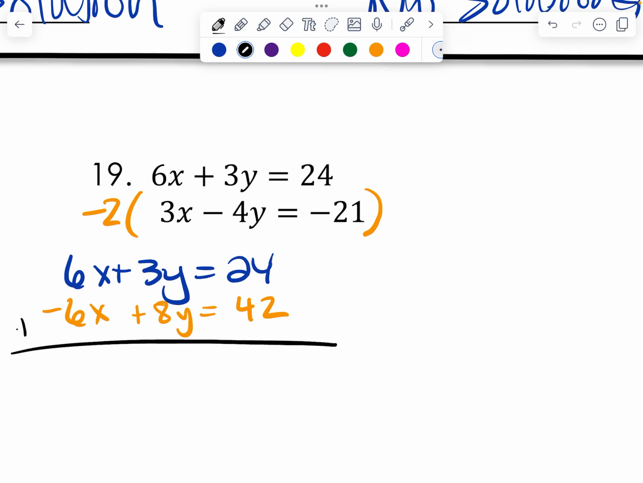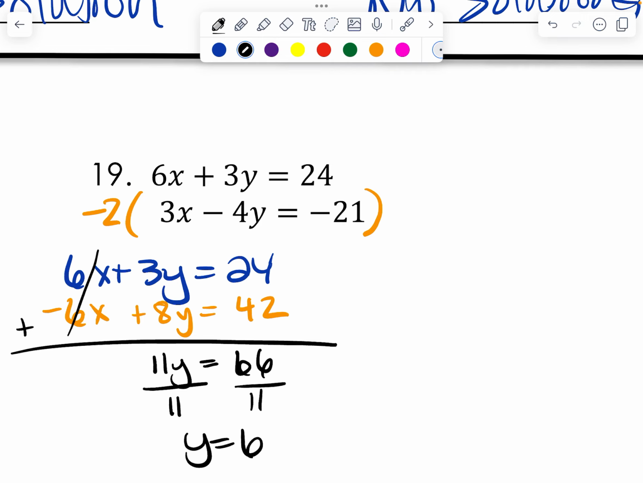And I add straight down. These cancel. So I get 11y equals 66. I divide by 11 and I get y equals 6. Okay, I have my y value. Now I need my x value.